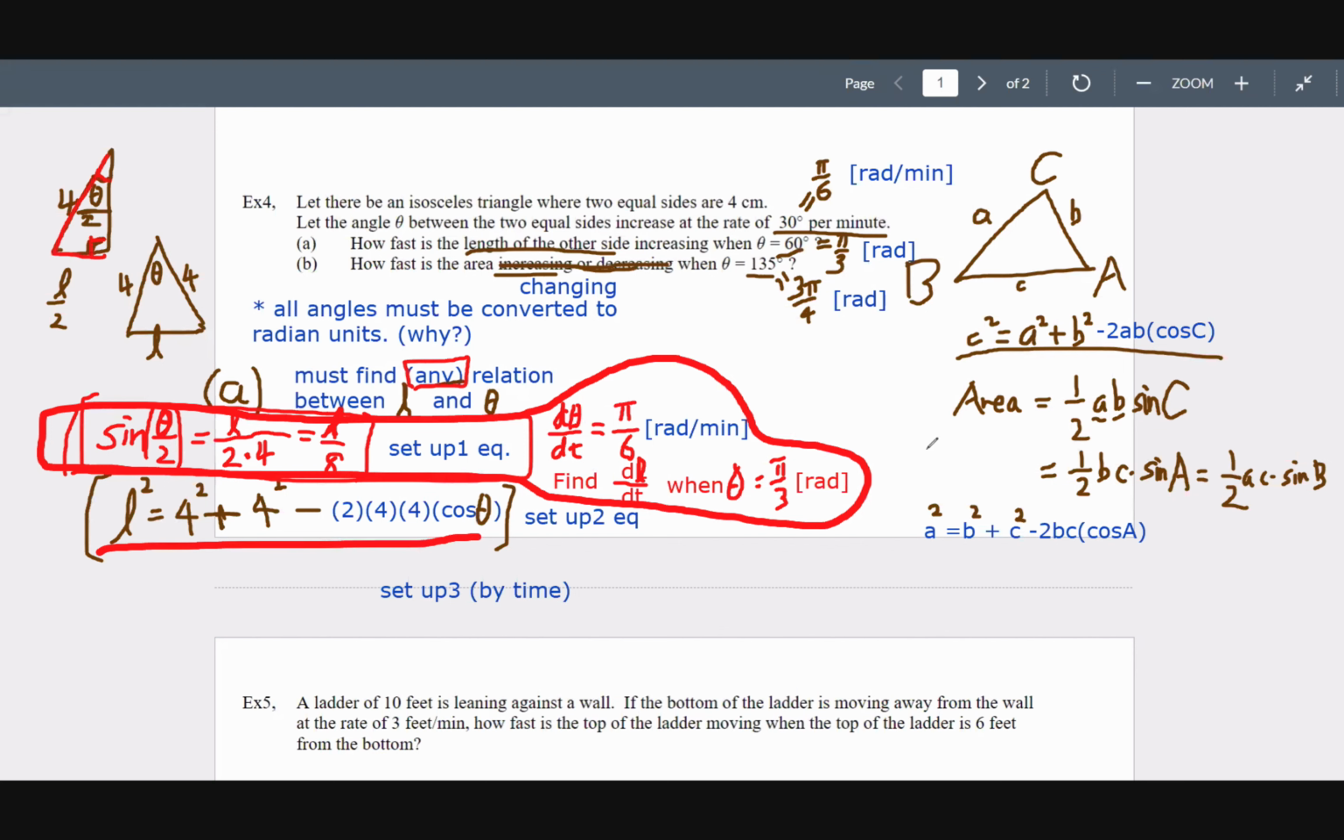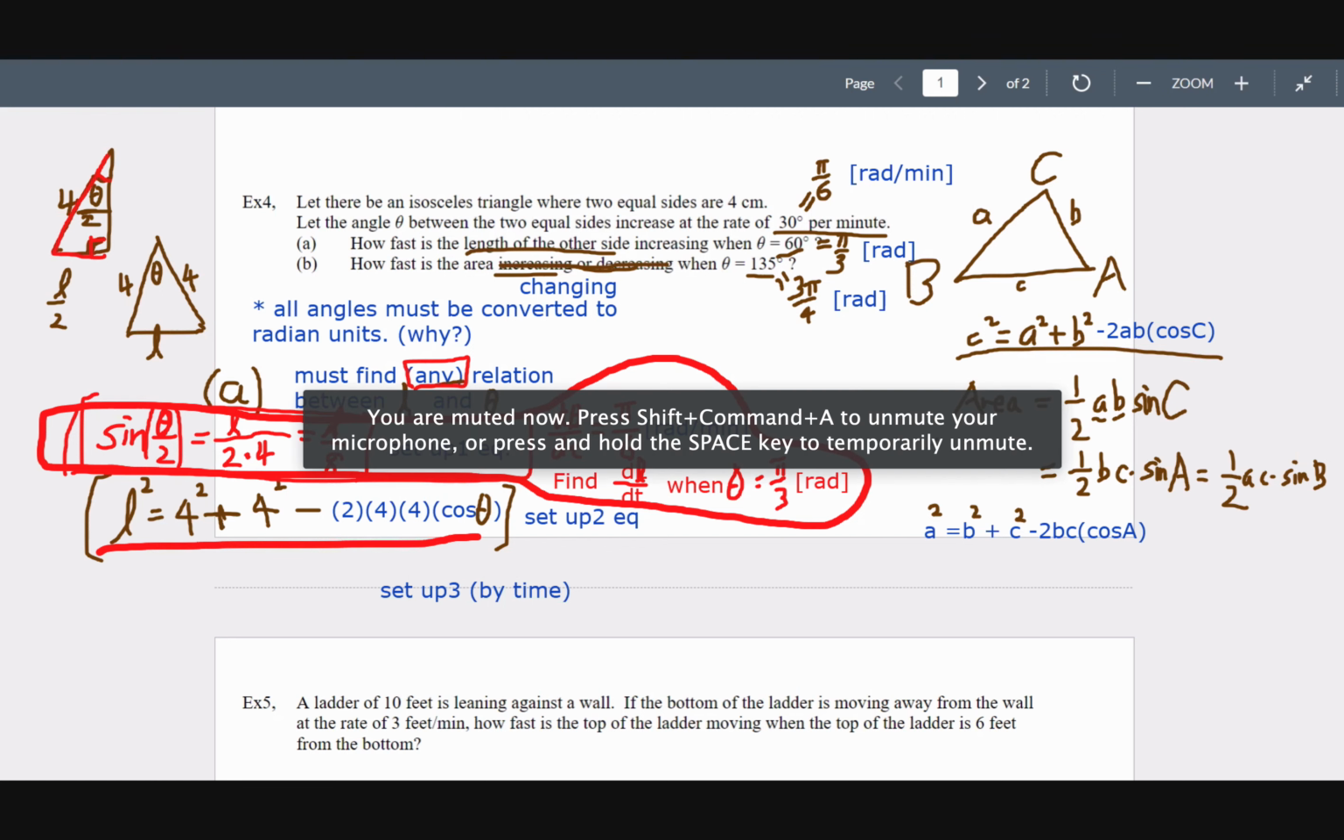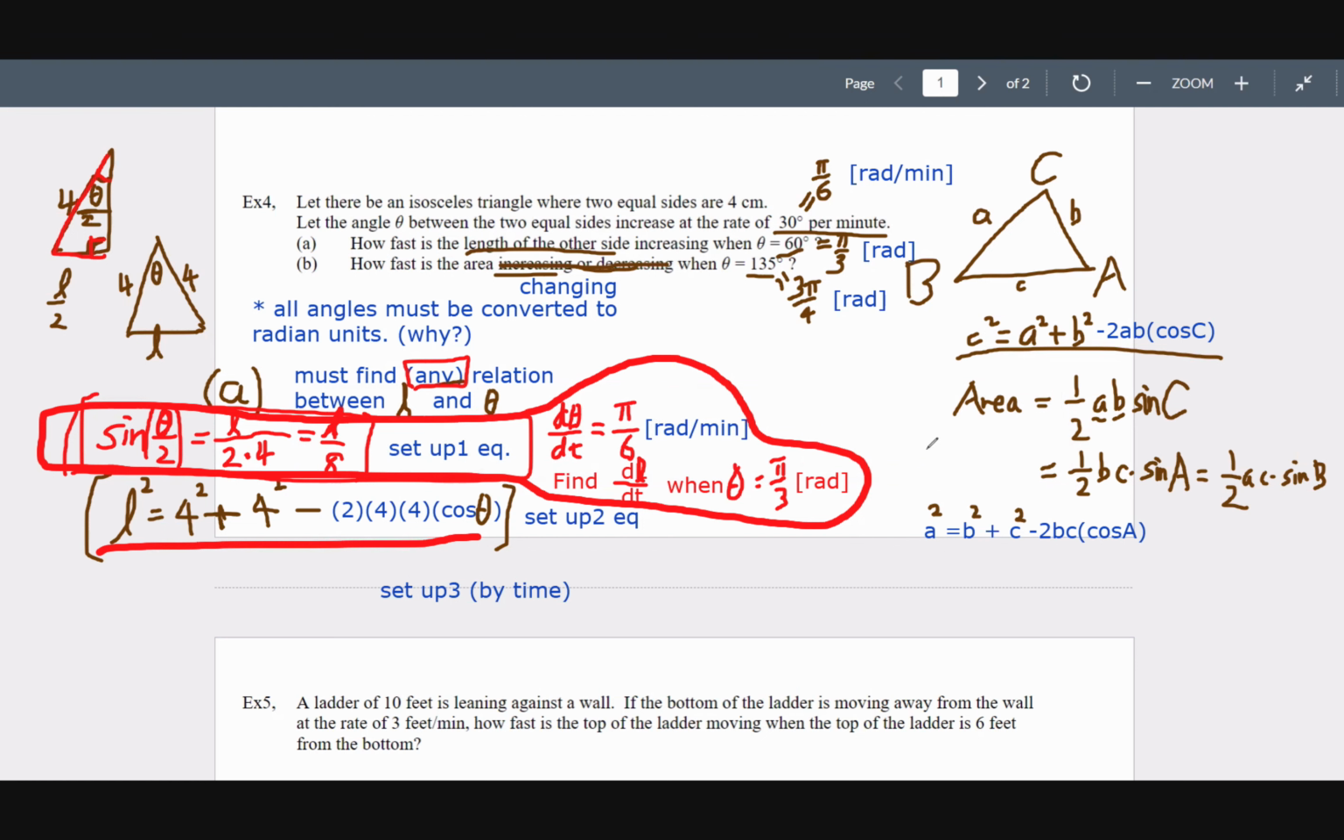When you look at the study advice I wrote down in the announcement, you always have to consider what could change on the problem. So here, the two sides are 4 and 4. But on the test, you might see 4 and 5, and they'll be different. If it's different, can you still use the right triangle definition to relate L and theta? No, you can't. Then you have to use this cosine. Okay?